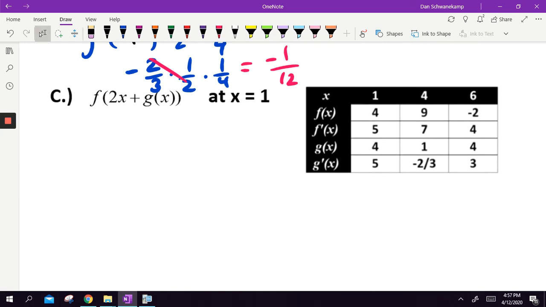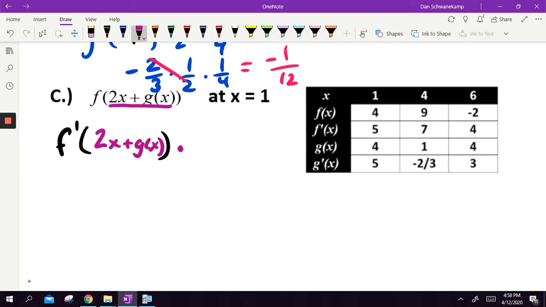Let's look at letter C. Mama and a baby. Here's the baby right here on the inside. Boom, that guy right there. Take the derivative of the outside. Rewrite the inside. And then I'm going to multiply by the derivative of the inside. So that's going to be 2 plus g prime of x.